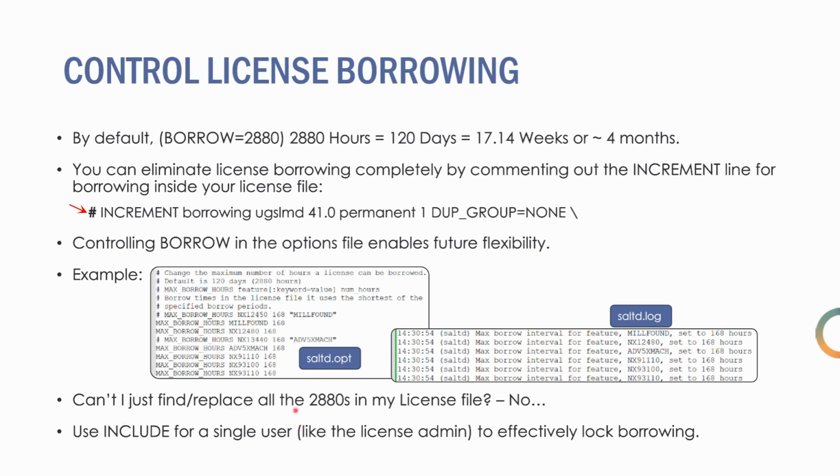So I get a question, why can't I just replace all the 2880s in my license file with 168? Well, I tried that, it doesn't work. So don't try that. It won't work. You can also effectively lock borrowing by creating a group or using the include for a single user, say like the license admin. If I set it up so that the include borrow for a single user is set to somebody who will never borrow a license, then it's effectively locked.